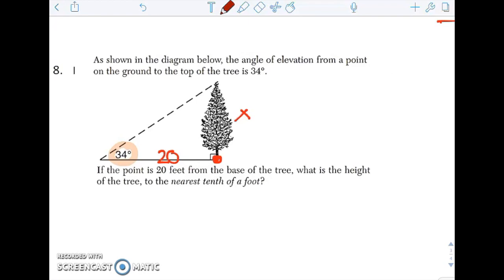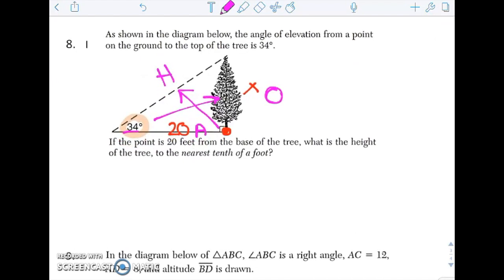So I'm going to start at the acute angle they gave me, which was 34. From that, I know that the hypotenuse is across from the right angle. The x is the opposite because it's across from the angle, and the 20 is the adjacent. If you need more help with this, go back to my right triangles live stream. But let's do this one.